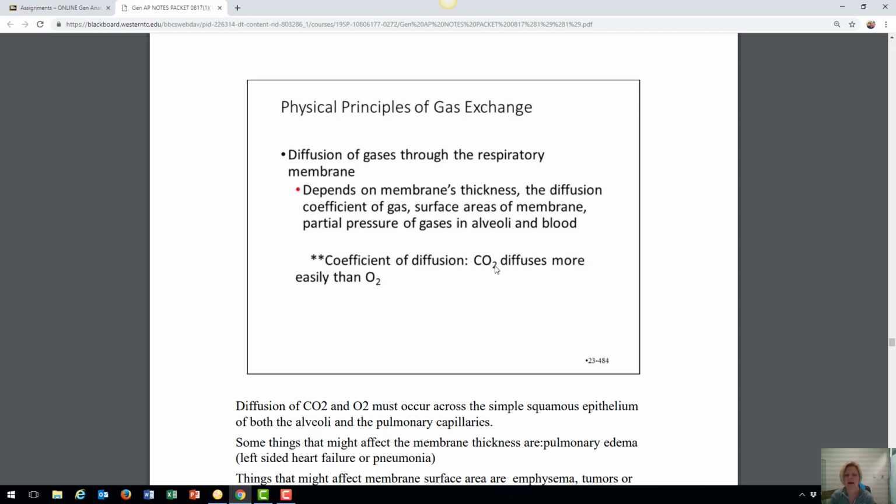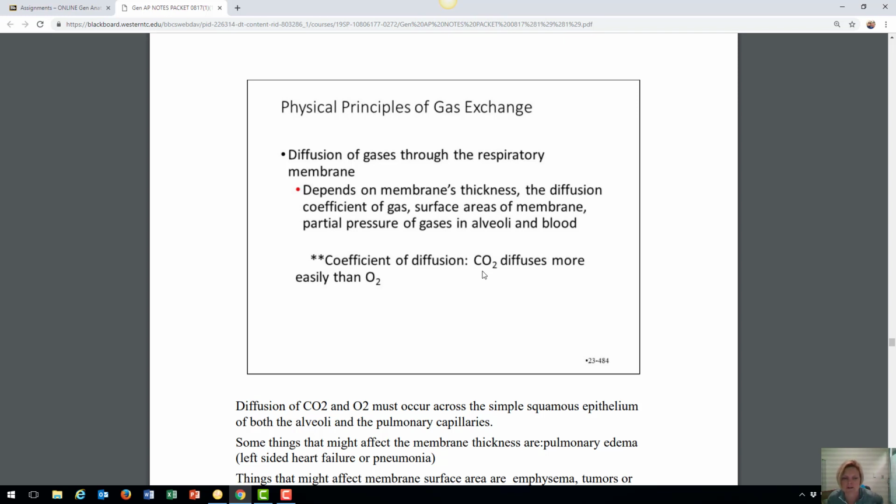So we find that carbon dioxide diffuses faster because it has a higher coefficient of diffusion. And that's just a constant, it's just a number based on the chemical properties of CO2. So we don't need to analyze that. We just accept it at face value that carbon dioxide diffuses a little more easily than oxygen does. So that means we don't need as much of a pressure gradient for carbon dioxide to diffuse from one point to another as we do for oxygen.